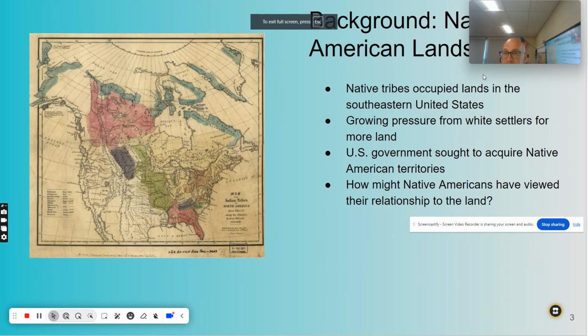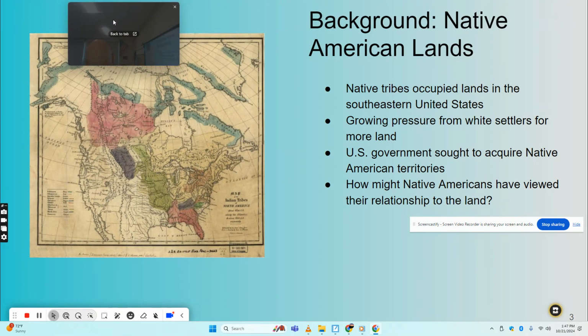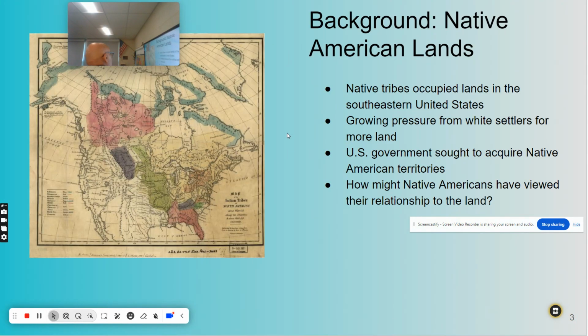Native Americans, lands. Okay, let's look at some background. Here's the tragedy with all this. Native American tribes occupied lands literally for thousands of years, not just in the southeast, but across the continent. Okay, there's going to be growing pressure from white settlers to acquire more land, and the government is going to seek to acquire Native American territories.